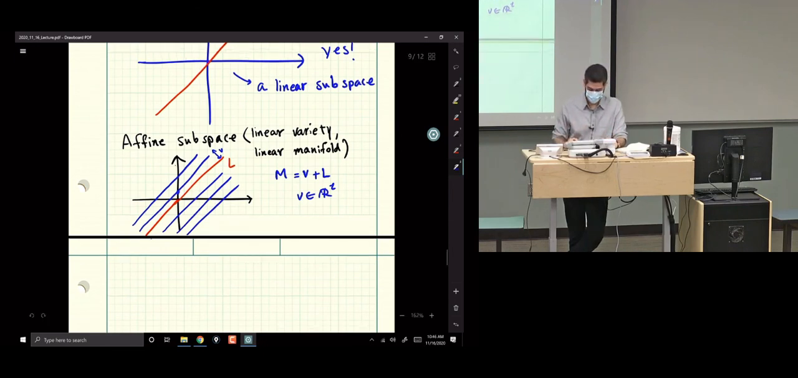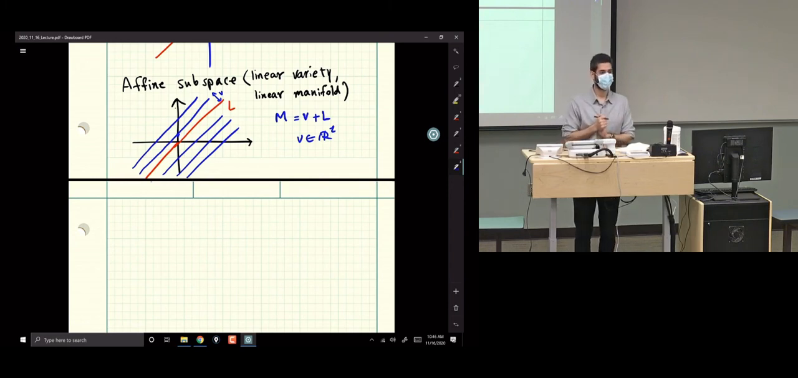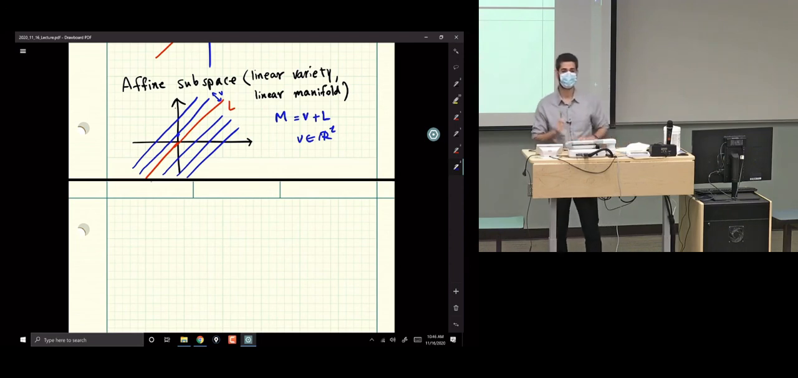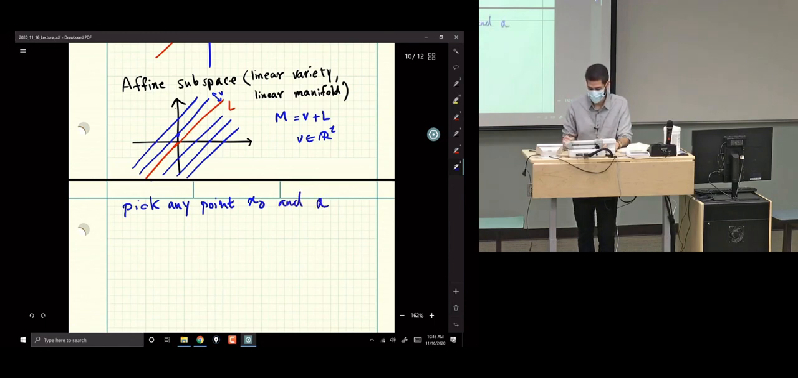Okay, so now, if that's the case, then how can we formalize our previous discussion? Now, if you remember, I said take any vector A, start from the origin. Now, I'm going to tell you, pick any point, x0 and A, and then repeat the same process.